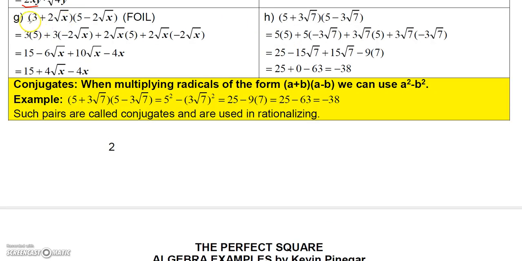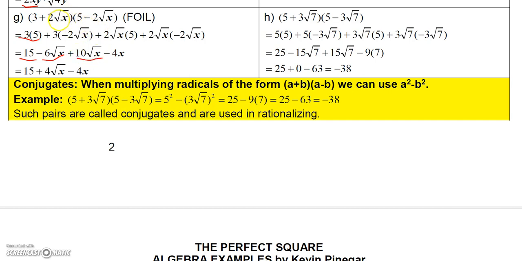If I have binomials with radicals, I just use the FOIL method. So here I can multiply first times first, 3 times 5, which is going to give me 15. And then the outer product, 3 times minus 2 square root of x, is going to give me minus 6 square root of x. Then the inner product, 2 square root of x times 5, is going to give me 10 square root of x.